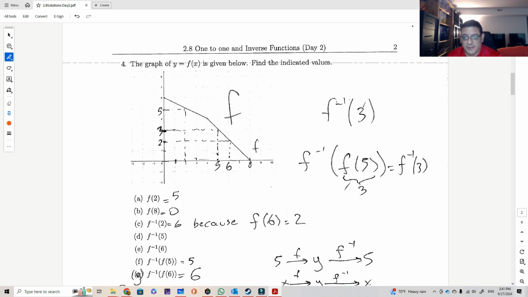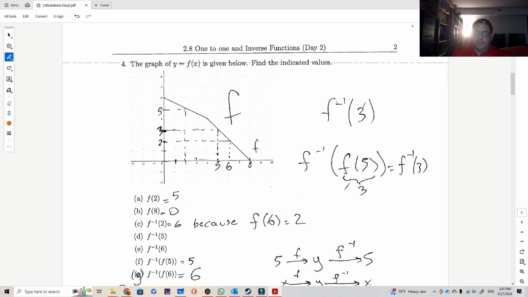F minus 1 of 6, notice that this point here is at 6. So it's actually going to be 0. F minus 1 of 6 would be 0 because the function is here, and when it's 6, we're returning back to 0 through the function.